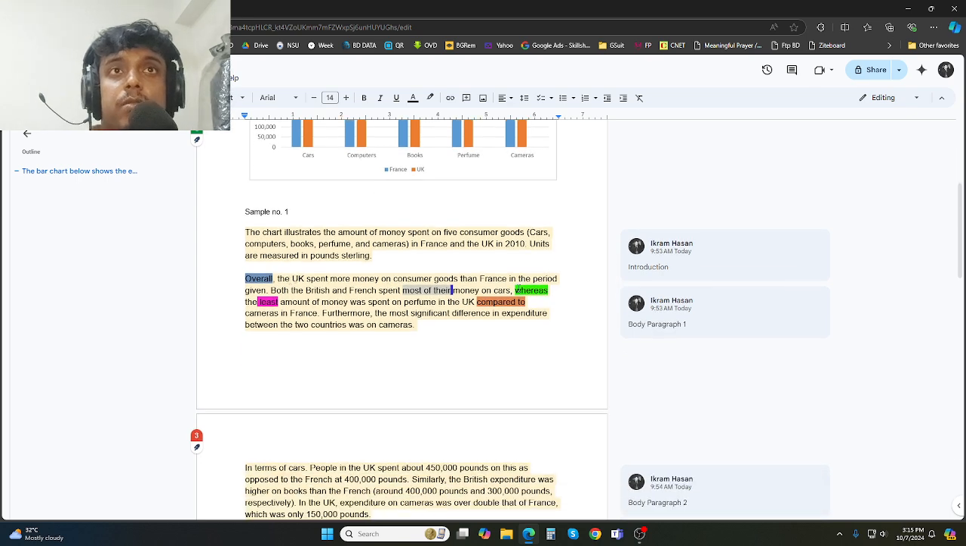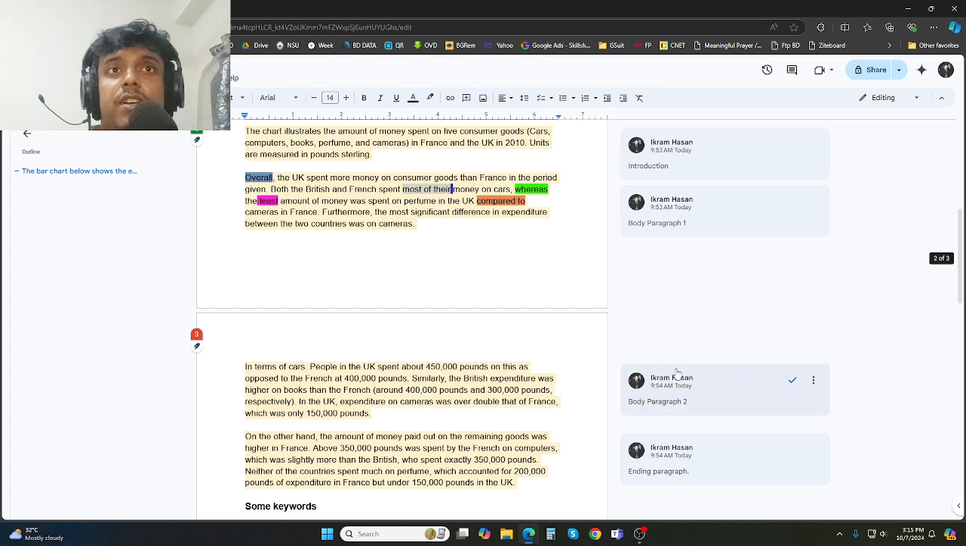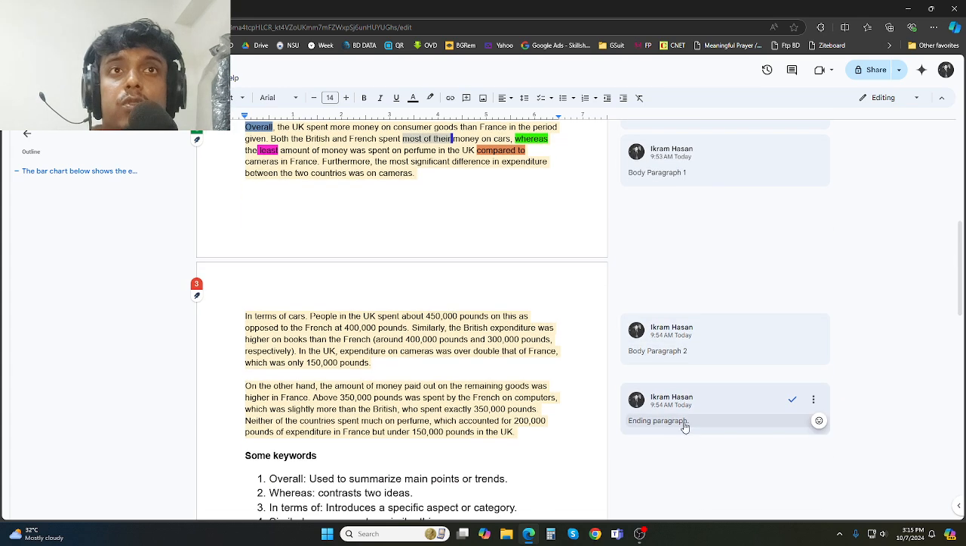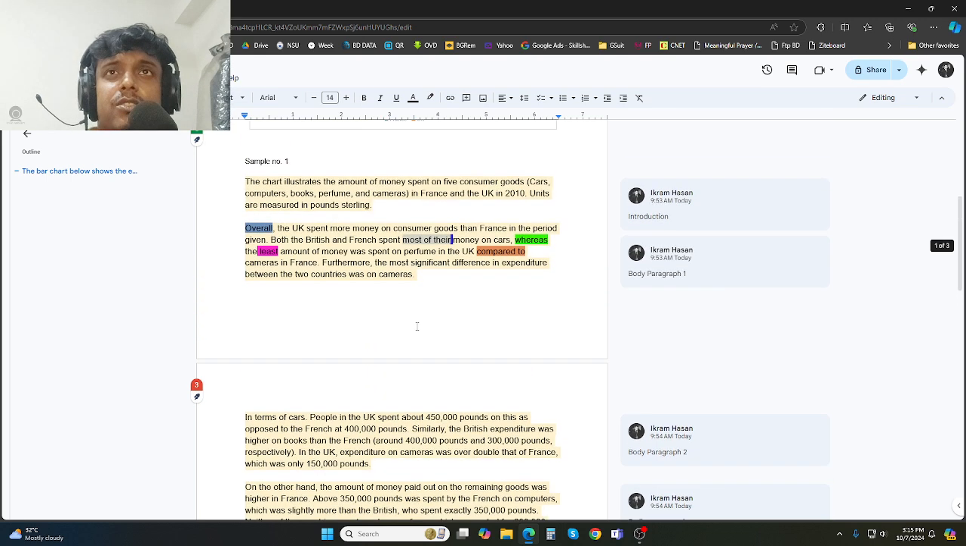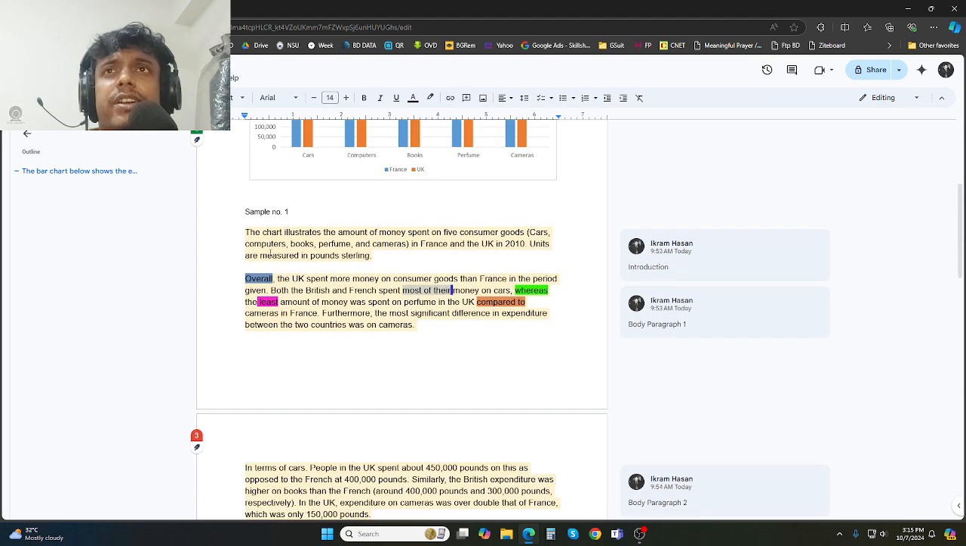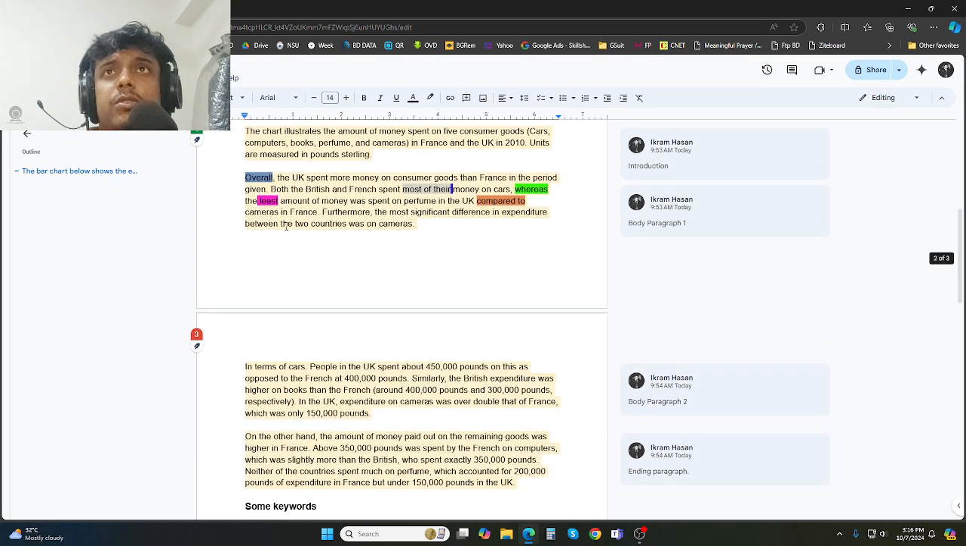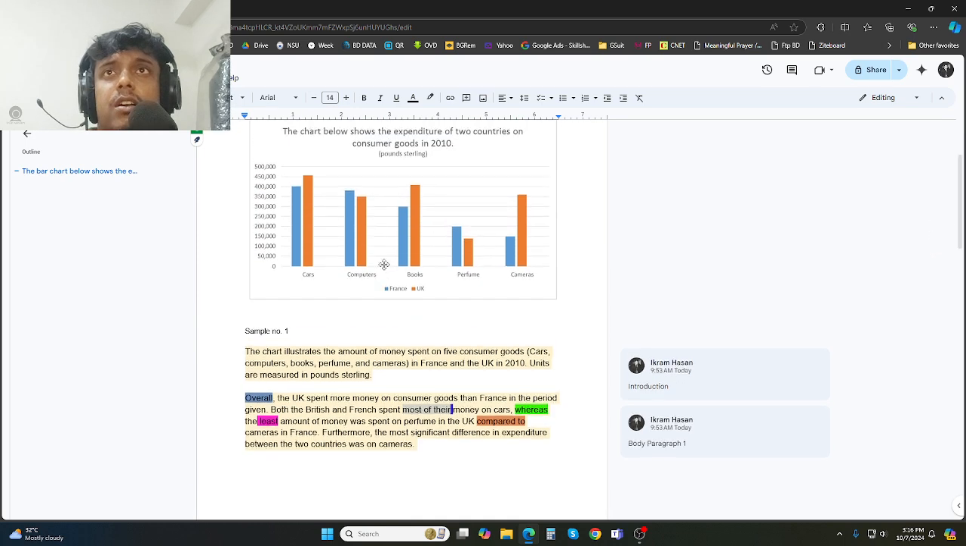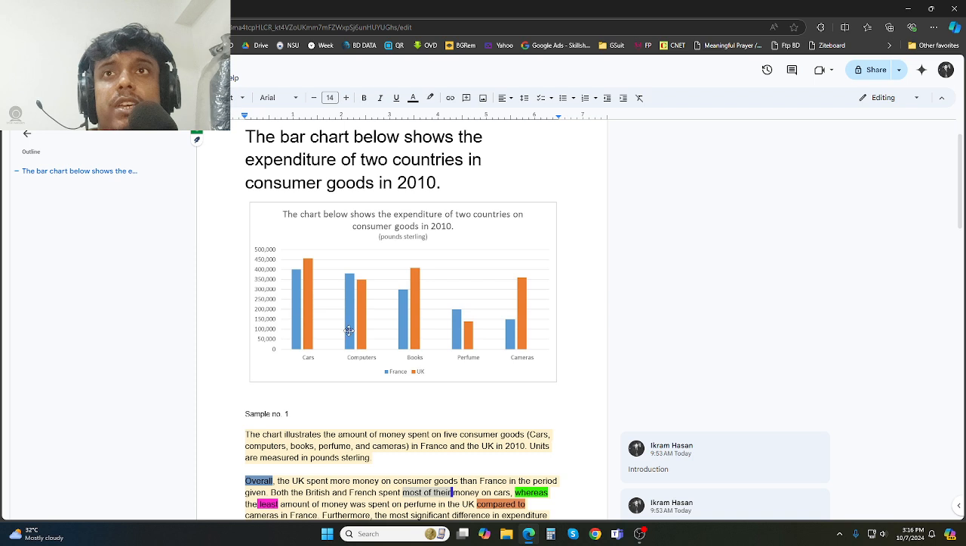Then we come to the body paragraph, then body paragraph 2, and finally the final paragraph. I would say it is not a conclusion or something. I name it the ending paragraph. So there are 4 paragraphs in this writing part 1. So let us see from this graph what we can understand.